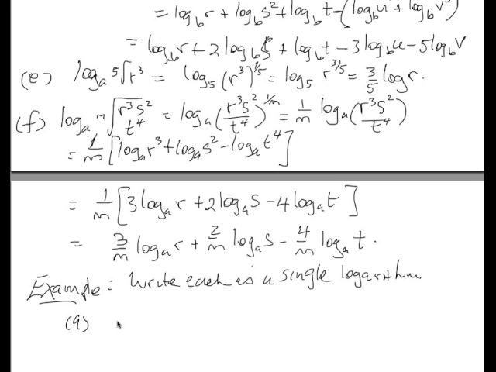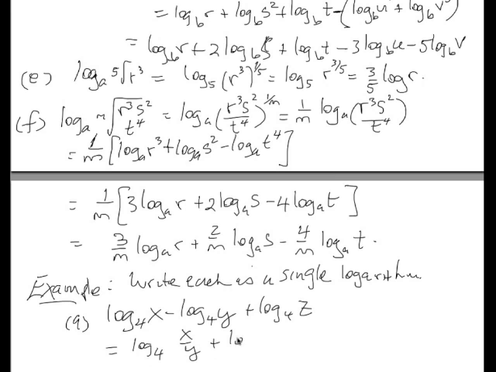Right, part A. Let's suppose I have log in base 4 of x minus log in base 4 of y plus log in base 4 of z. Okay, so this of course is equal to the log in base 4 of x divided by y plus log in base 4 of z. That's using the quotient rule in reverse. Now it's the product, so this is going to be log in base 4 of xz on y, and that would be my single logarithm.